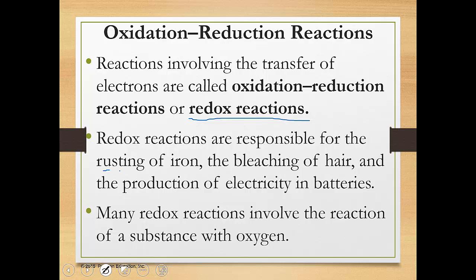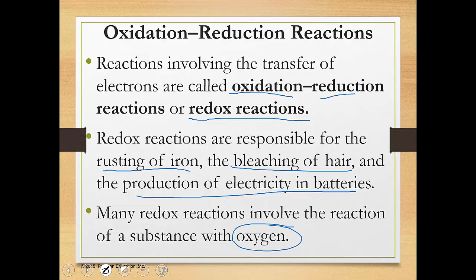This is what's responsible for the rusting of iron. Bleaching of hair. If you bleach your hair, why does that work? Or if you bleach a stain out of your clothes, that's a redox reaction. And energy, the production of electricity in batteries. If we didn't have a redox reaction, we wouldn't have batteries. Most of these redox reactions that we look at involve something reacting with oxygen. There's a lot of oxygen-created compounds, so thus oxidation. So something is being oxidized, something is being reduced in these reactions.